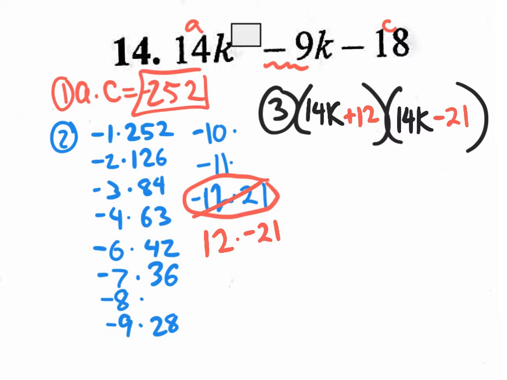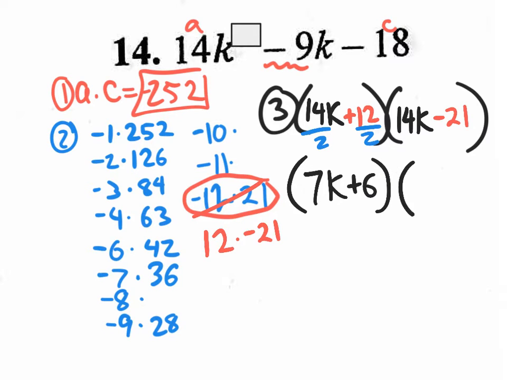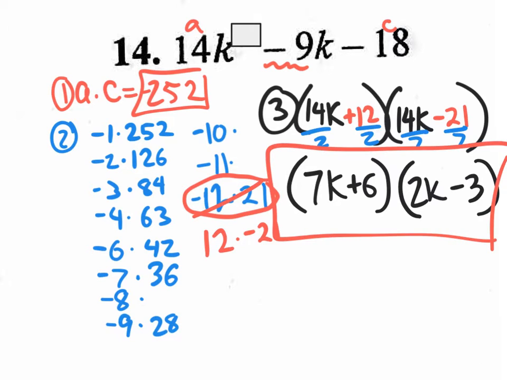Step 4 is to reduce each of the binomials by whatever GCF the binomial has. So on the first binomial, 14 and 12, you could reduce by 2, and you'll get your final answer of 7k plus 6. And on the second one, we could reduce by what? By 7, and you'll get 2k minus 3, and we're done. Let's move on to the next one.